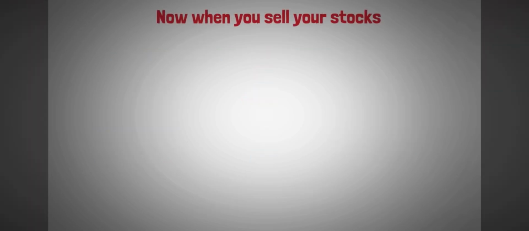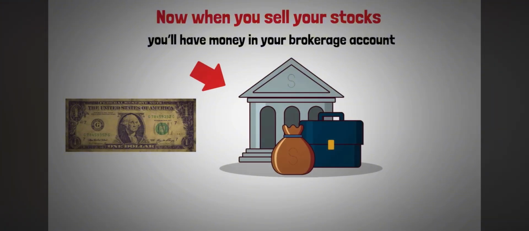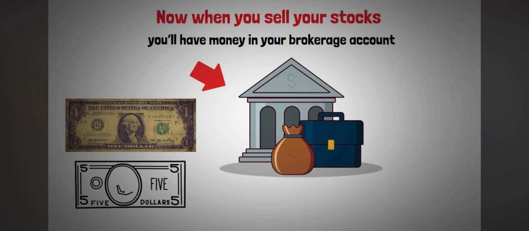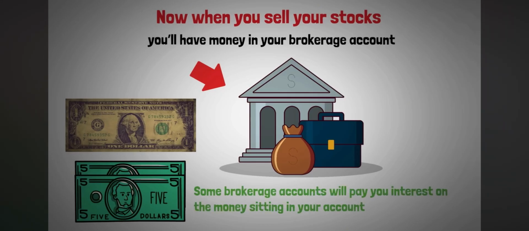So when you sell your stocks, you'll have money in your brokerage accounts because, again, you sold your stocks. And whenever you want, you can transfer that money back to your bank accounts. Or you can let that money just sit there. Some brokerage accounts, they'll pay you interest on the money sitting in your accounts. Or you can use that money to buy stocks, whatever you want.